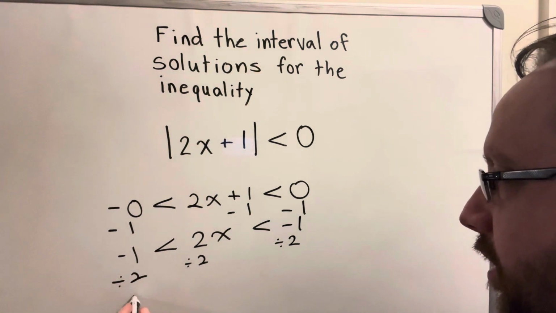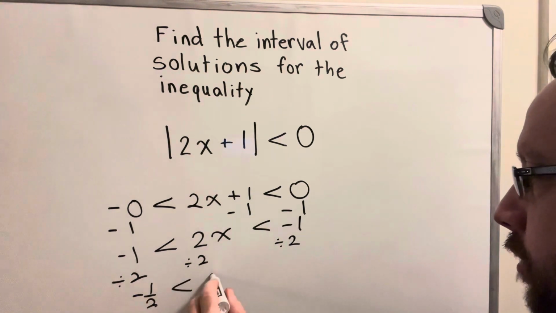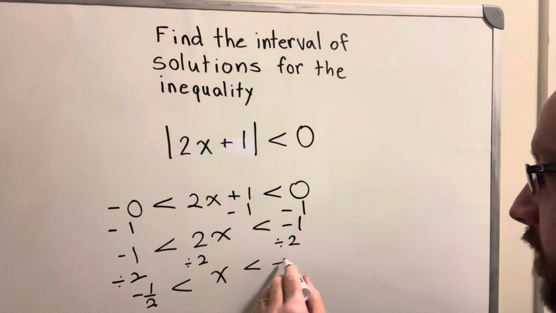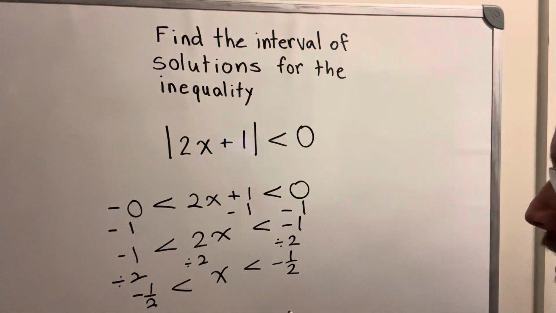So we're getting negative 1/2 is less than x, and negative 1 divided by 2 again is negative 1/2. So x is greater than negative 1/2 and less than negative 1/2. Does that make sense? Can x be both greater than negative 1/2 and less than negative 1/2 at the same time? Of course not.